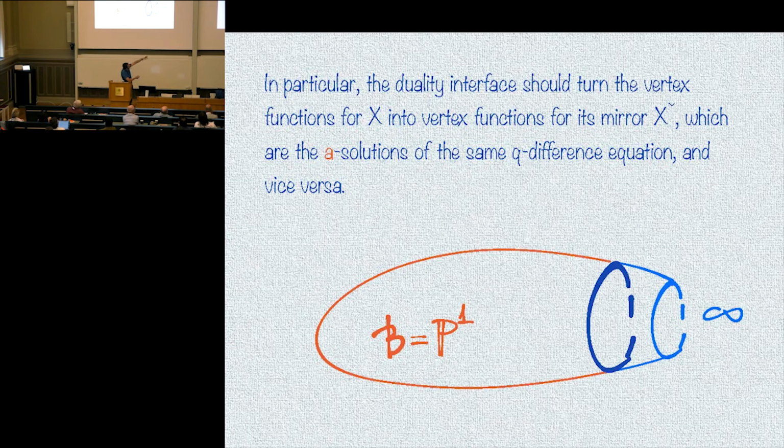And in particular, what it should do if we attach it: we were computing these Nekrasov-style vertex functions on P1, with the condition that nothing is going on at infinity. What will happen if I impose this interface near that infinity at P1, at the infinity of my C? Well, this means it will have to turn things which were Z solutions before into something which, in the mirror language, will be the A solutions.